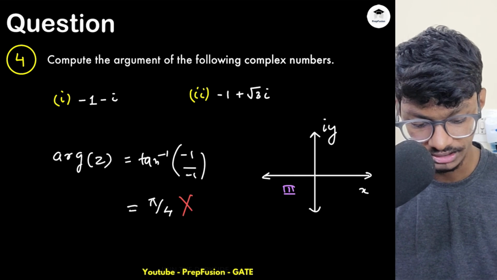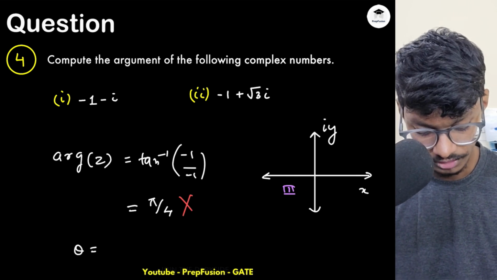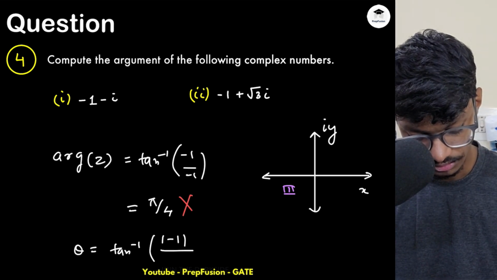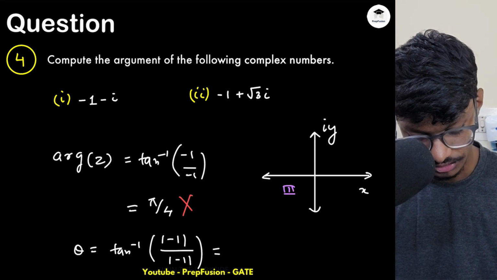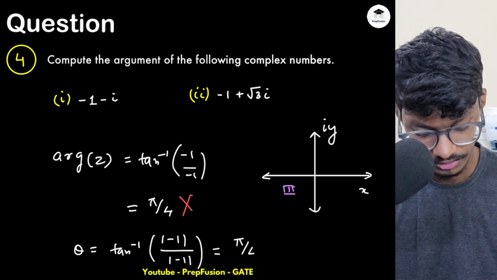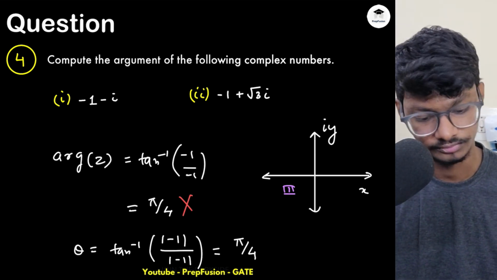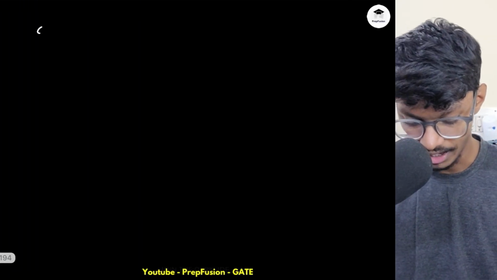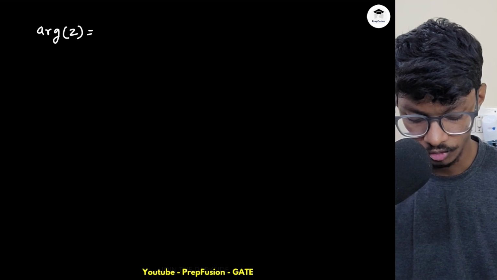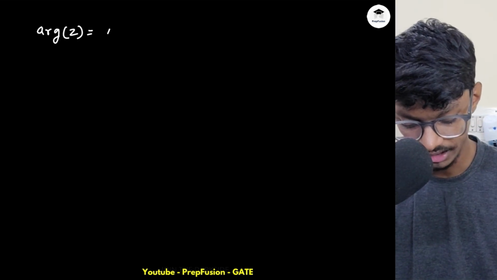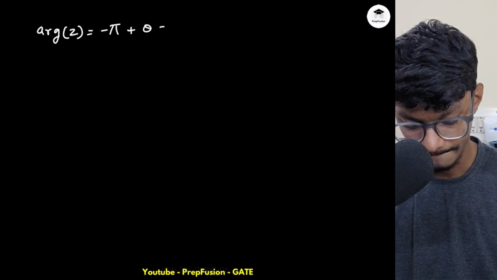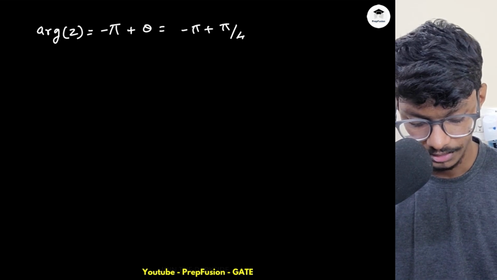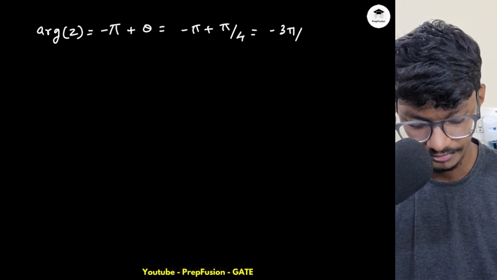So first we'll compute theta. It will be tan inverse of mod of minus 1 divided by mod of minus 1, which equals pi by 4. Okay, theta is pi by 4. That is fine. Theta is just the angle of the triangle, which will always be positive itself. So now what will be my argument of z? My argument of z will be minus pi, as I am going in the anti-clockwise direction, plus theta. Minus pi plus theta. So my argument of z will be minus pi plus pi by 4, which is simply minus 3 pi by 4, which is my answer.